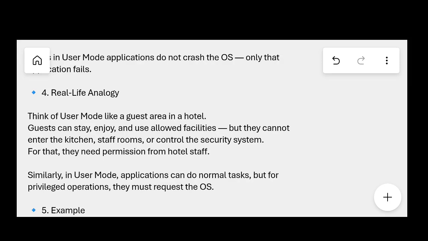Real life analogy. Think of user mode like a guest area in a hotel. Guests can stay, enjoy, and use allowed facilities, but they cannot enter the kitchen, staff rooms, or control the security system. For that, they need permission from hotel staff. Similarly, in user mode, applications can do normal tasks, but for privileged operations, they must request the operating system.